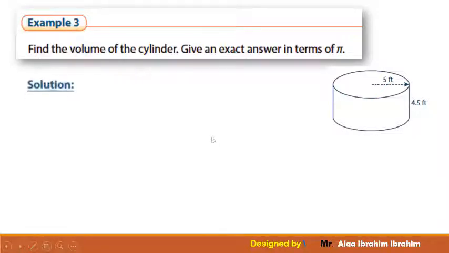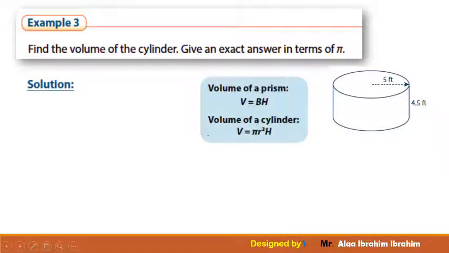The solution, I have to remember my formula. My formula is V equals B times H, but my base area now means a circle, so it's pi r squared. So I change B with pi r squared. So if I ask you the volume of a cylinder, you tell me volume equals pi r squared times height. So I replace my radius by 5, my h is 4.5, and pi.